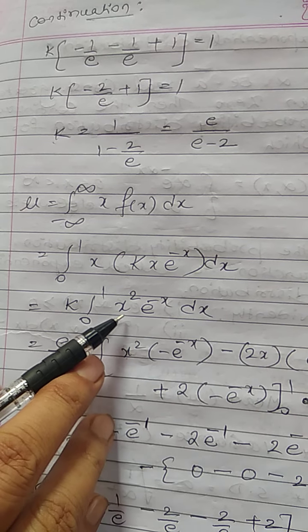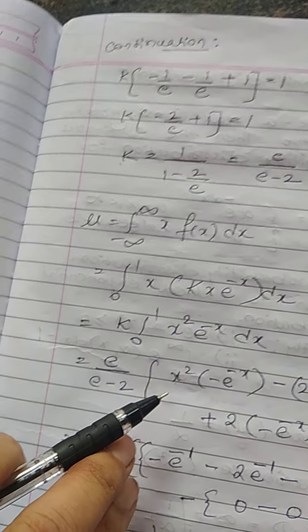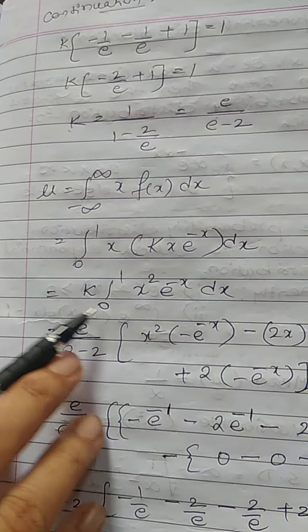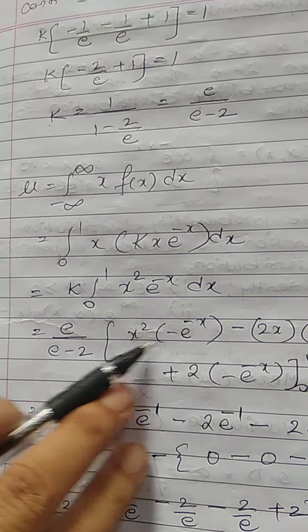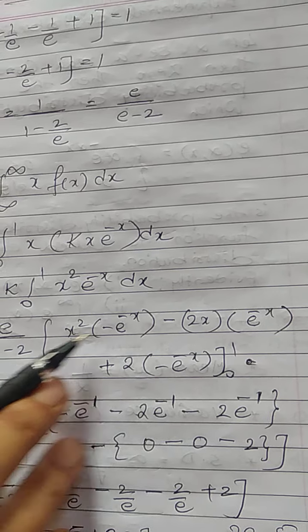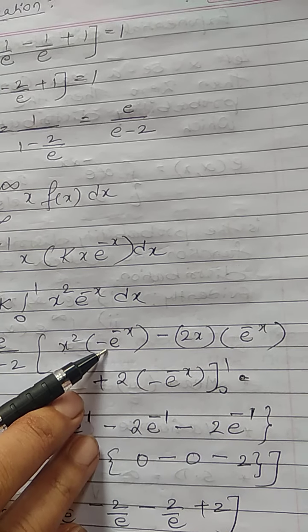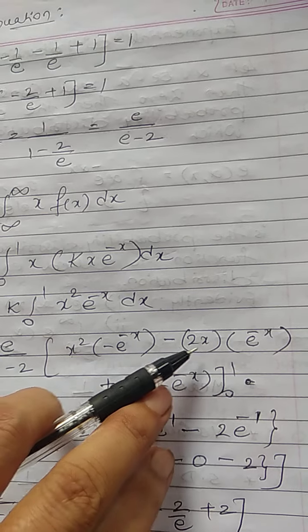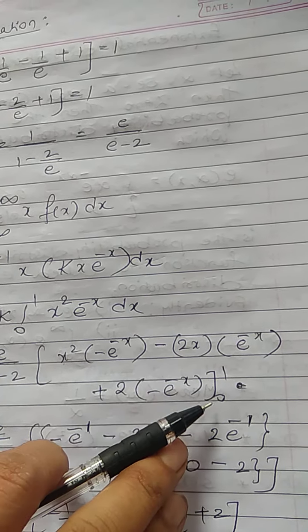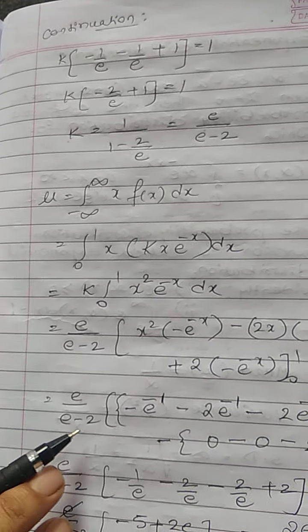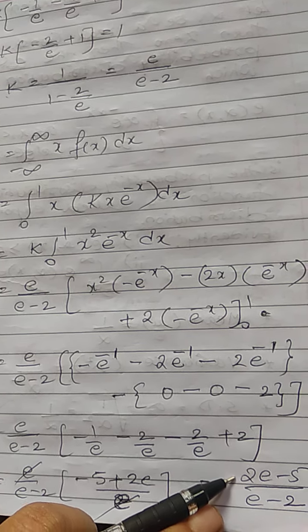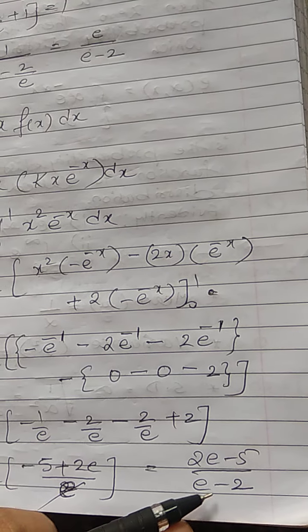This again you integrate by parts. X square is e raised to minus x into dx, and calculate this. Integrate by parts again. X square minus of e raised to minus x minus x square differentiation is 2x. This integration is e raised to minus x. Differentiation of 2x is 2. Again e raised to minus x integration is minus of e raised to minus x. Limits between 0 to 1. So calculate, substitute upper and lower limits. Simplify. Answer you will get 2e minus 5 divided by e minus 2.